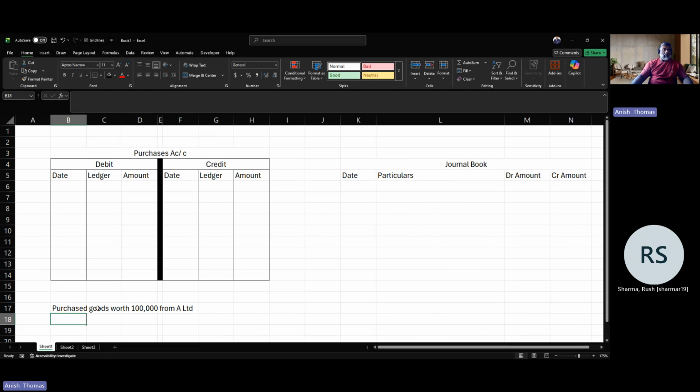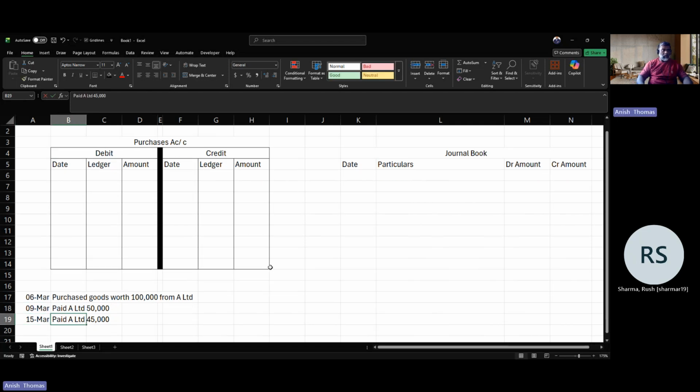Okay. And this happened on 6th of March today. And then on the 9th of March, I paid A Limited 50,000, and on 15th of March, I paid A Limited not 50, I paid only, let's say, 45,000. How do we account this? And this is like a final closure.